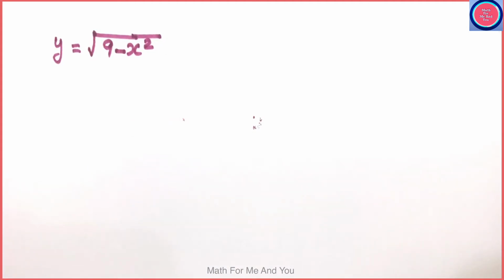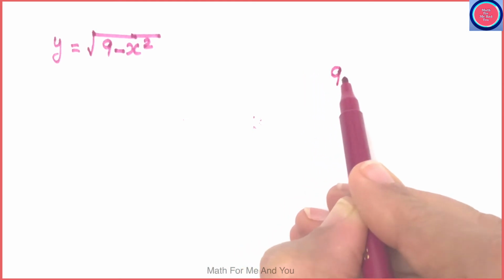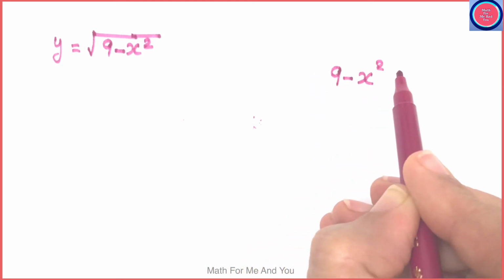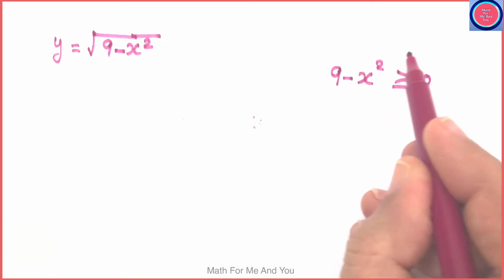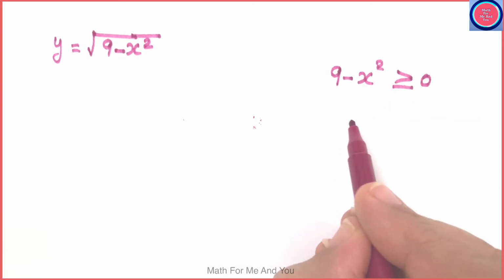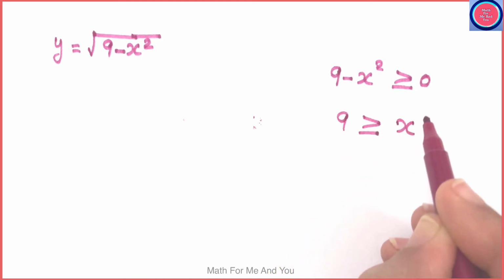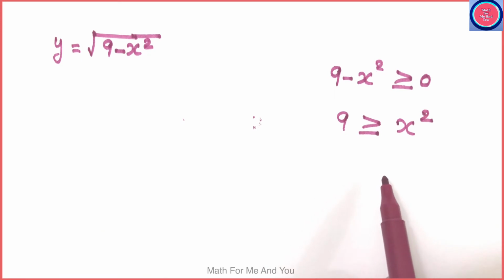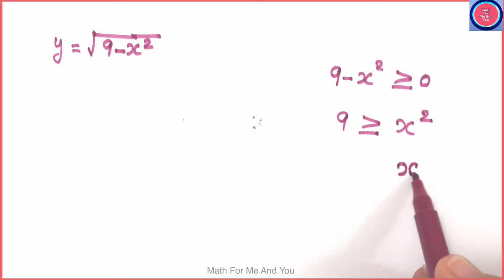Next one. Y equals square root of 9 minus x square. Same condition. This is a root function, so we look at what is under the root. It is 9 minus x square. Take it as greater than or equal to 0, we have to write. Here we move minus x square to the other side. Then we get 9, same inequality, greater than or equal to x square. But x square, how can we take x? Square root. Okay, now take the square root.